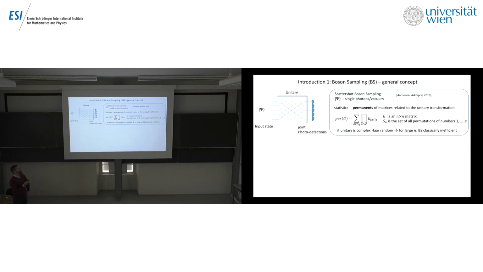So this boson sampling setup has been particularly interesting after the famous paper by Aaronson and Arkhipov, 2010, in which they introduced the so-called scattershot boson sampling, in which the initial state is single photons input to several modes, and then in the rest of the modes there is vacuum. And then they showed that the statistics of the output from the joint measurement is equivalent to finding permanents of some matrices related to this unitary.